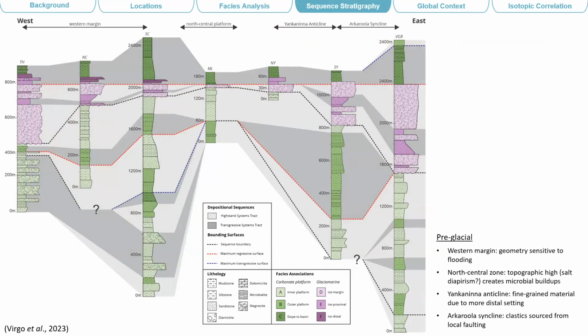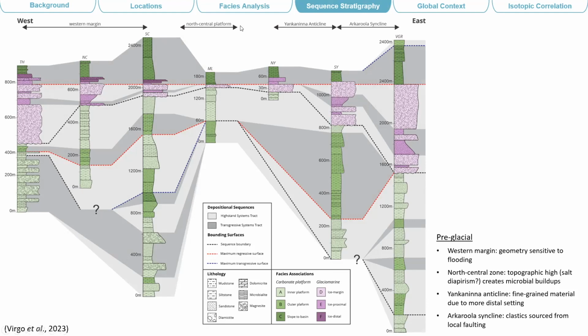So in the pre-glacial, along the western margin, we have a very shallow platform geometry, and that makes it very, very sensitive to flooding events. So you'll notice along from Termination Hill to South Copley, we have quite a few of these dark grey areas, which are our transgressive systems tracts, where relative sea level is rising. And that's likely just because of the shape of the platform. It's very shallow, very sensitive to flooding events.